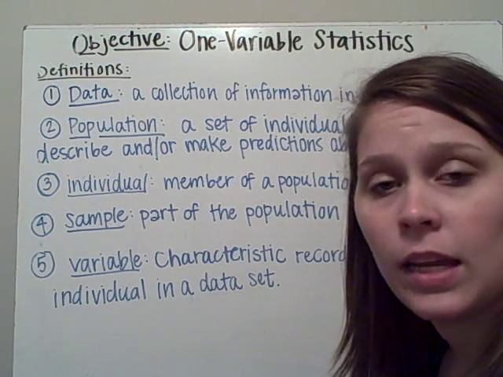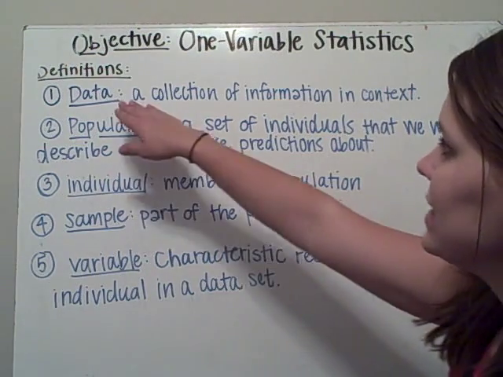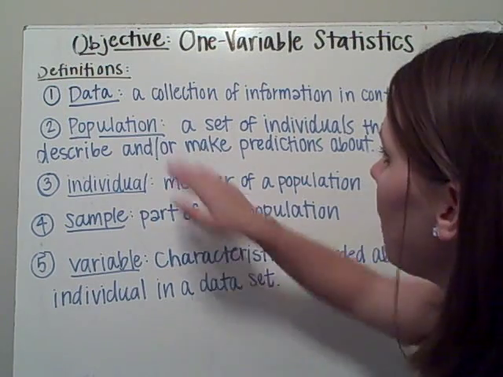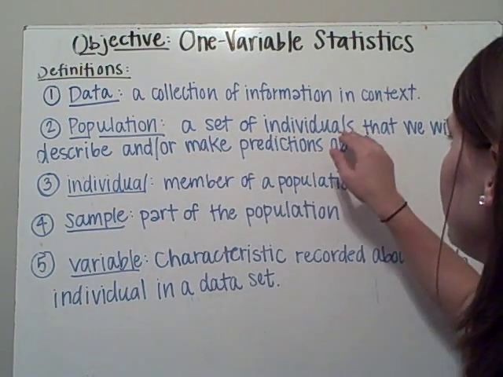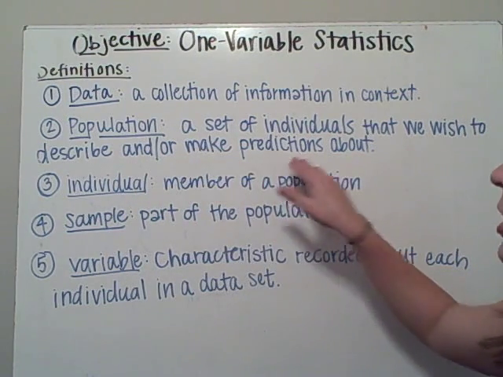Our objective today is one variable statistics. Some definitions. Data is a collection of information in context. Population is a set of individuals that we wish to describe and or make predictions about.